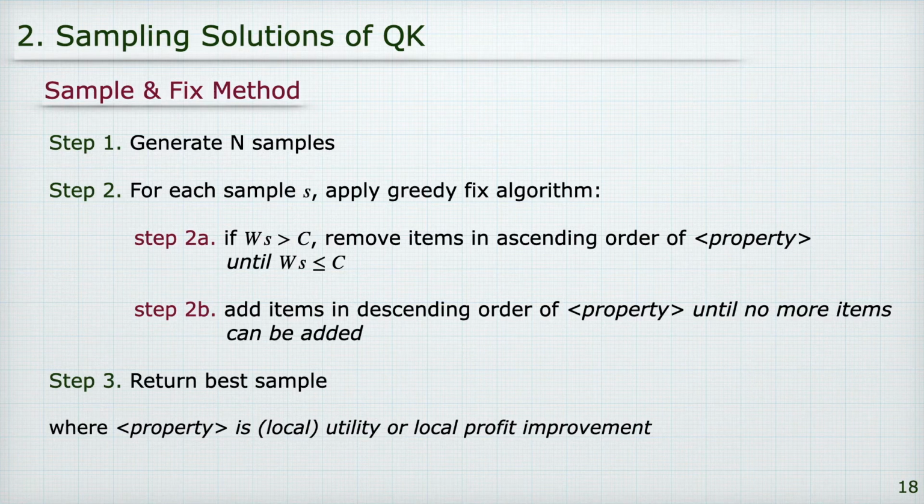And so the whole method for solving a quadratic knapsack problem is a 3-stage method that I've called the sample and fix method. So we are generating a large number of samples, and for each sample we apply our greedy fix method, which is: if the solution is not respecting the capacity constraint, then we remove items according to their local utility or profit, depending on which greedy fixing method you use, and we do that until the capacity constraint is respected. And then we try to add items if it's possible until no more items can be added. In the end, we simply return the best solution.